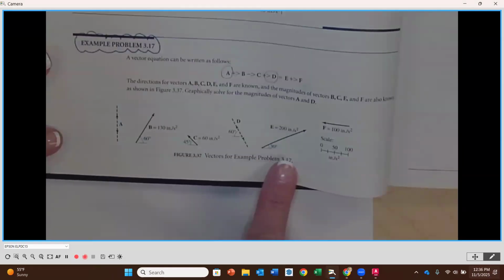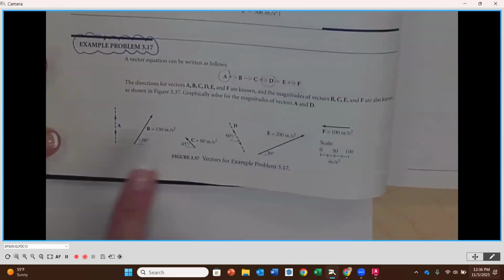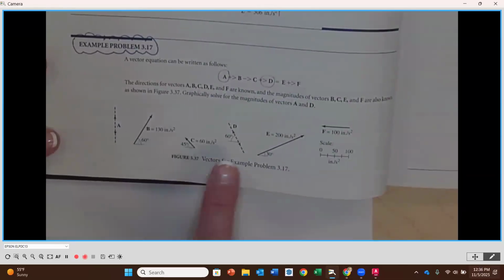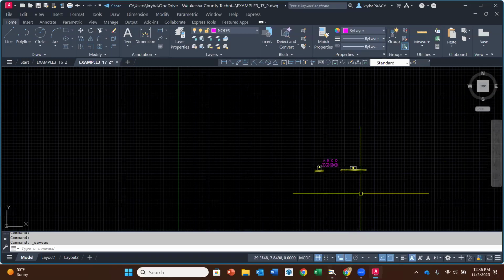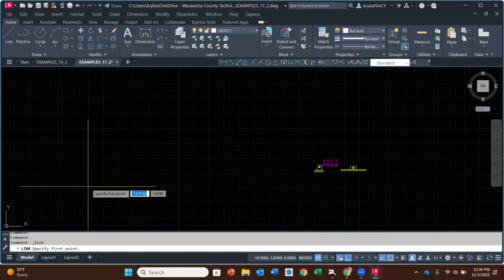So go ahead and go into AutoCAD, set up your vectors here. B, C, and E are all fully defined, and then A and D are the ones that we know direction only. So I am starting with a new start file. And I'm going to put my B in place first.